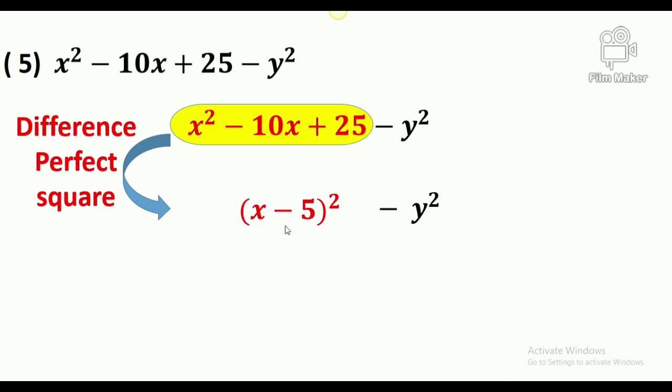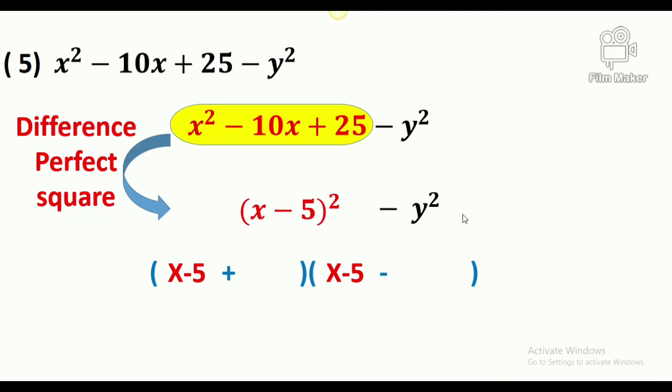At first, I will write the square root of x minus 5 power 2. What is the square root of x minus 5 power 2? I will cancel. It will be x minus 5, x minus 5. And here, what is the square root of y power 2? It will be y and y. Do you understand it? I will explain it again in another example.